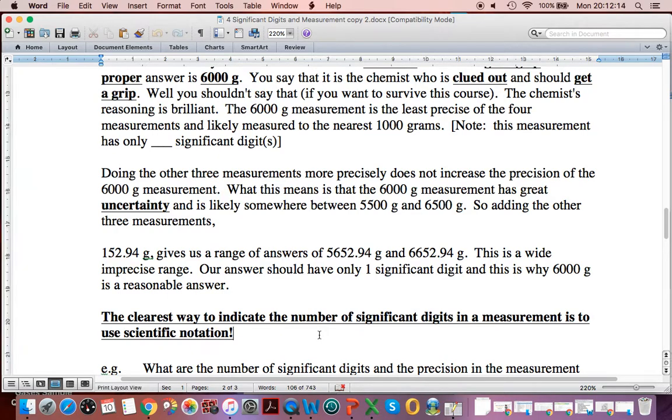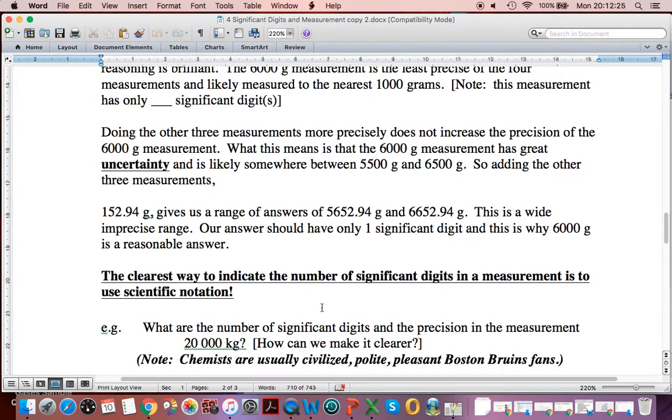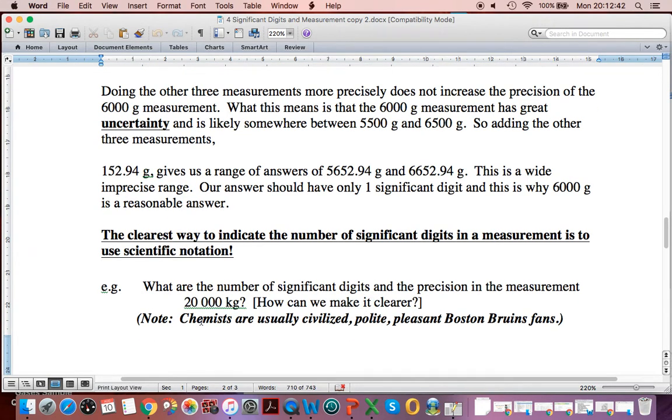But anyways, whenever it's unclear about the number of significant digits in a measurement, you can always make it clear by putting it in scientific notation. If you don't know how to use scientific notation on your calculator, pay close attention. Because every year I get people who use the wrong buttons on their calculator and their answers are off by a factor of 10 every time. So it is hugely important that you pay attention.